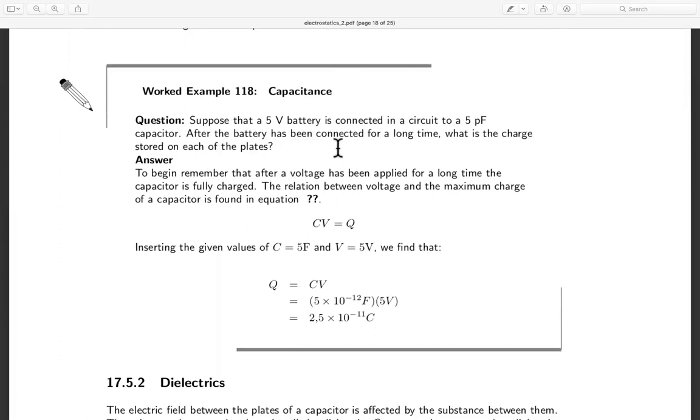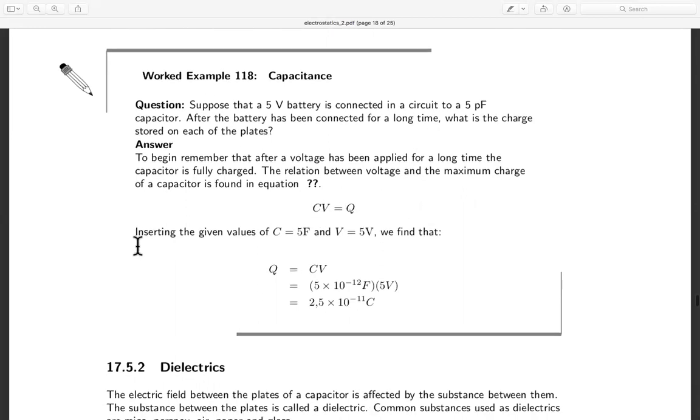After the battery has been connected for a long time, what is the charge stored on each of the plates? Remember, a voltage has been applied for a long time, so the capacitor is fully charged. The relation between voltage and the maximum charge of the capacitor is given by the equation CV equals Q, so C equals Q over V.